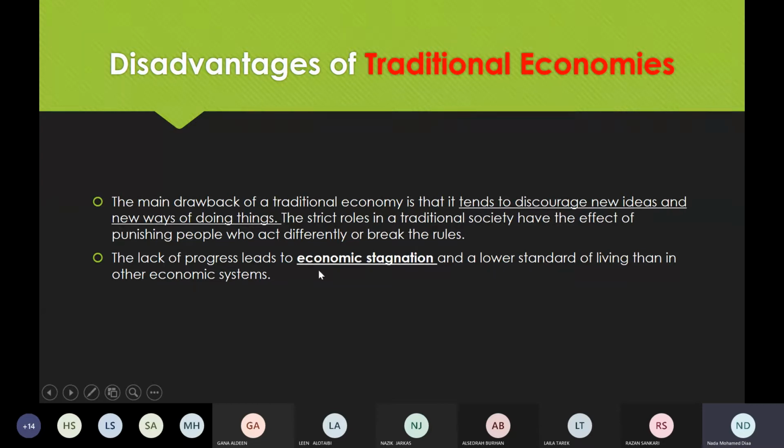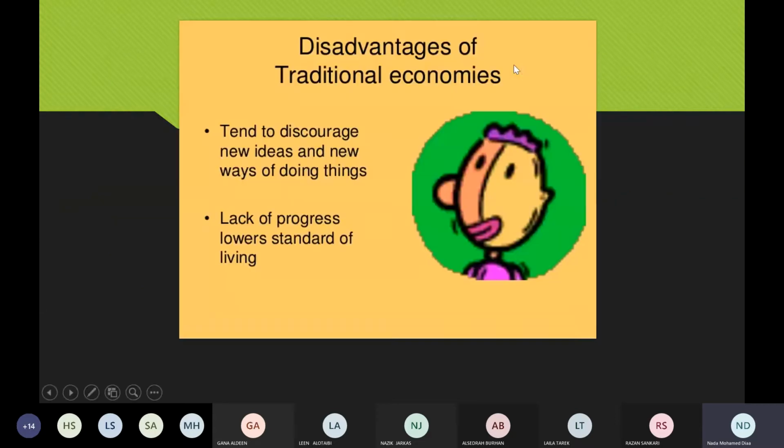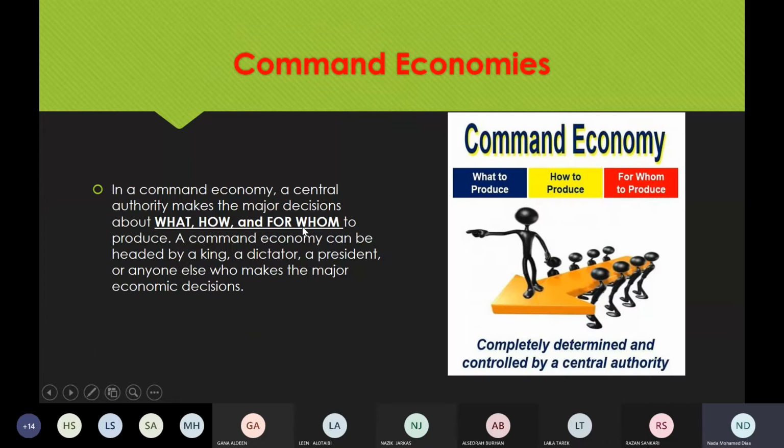And it also causes economic stagnation. It means a low standard of living. So someone who is born a fisherman doesn't want anything else. He doesn't dream of having a great farm or a big company because he only fishes, and he was born to fish and he will die fishing. Okay, here, it tends to discourage new ideas and lack of progress. Then we go to the command economy, and command economy is very important, girls.